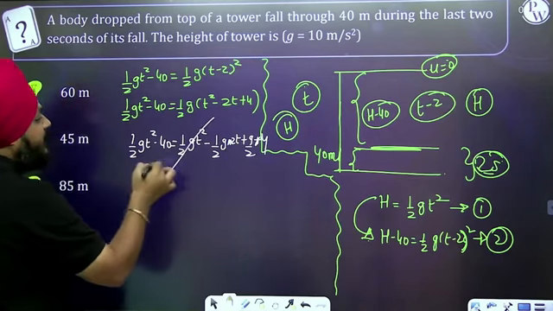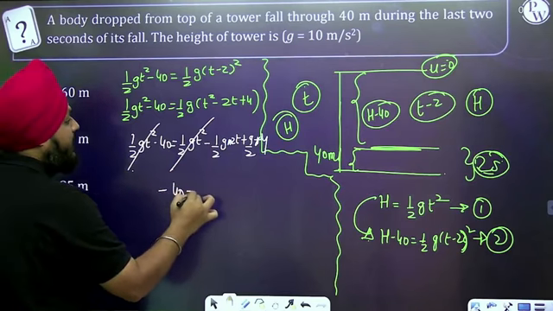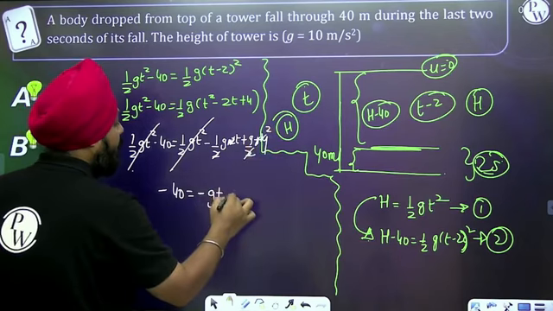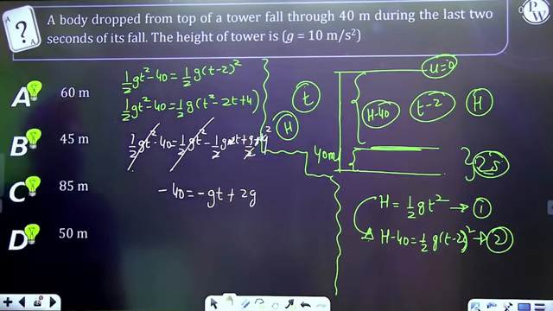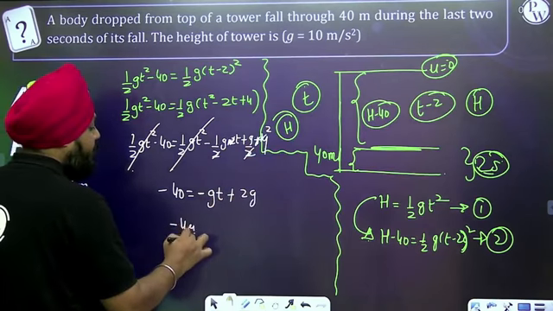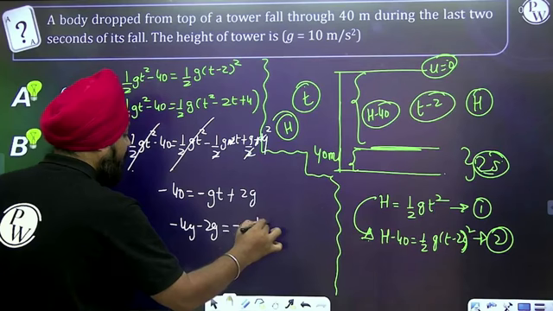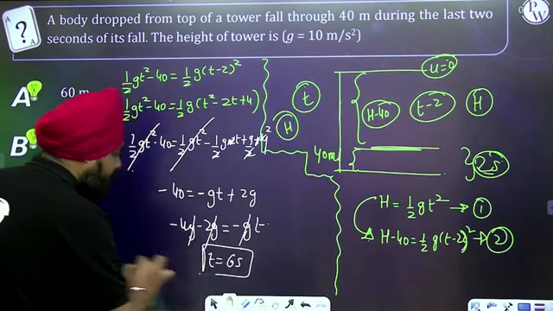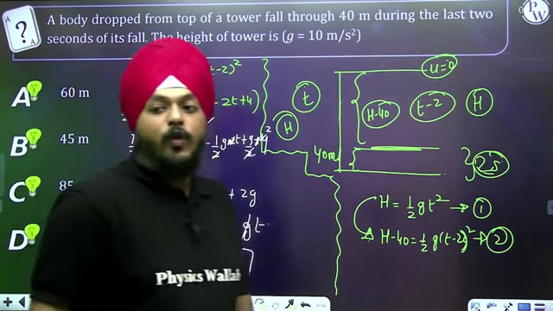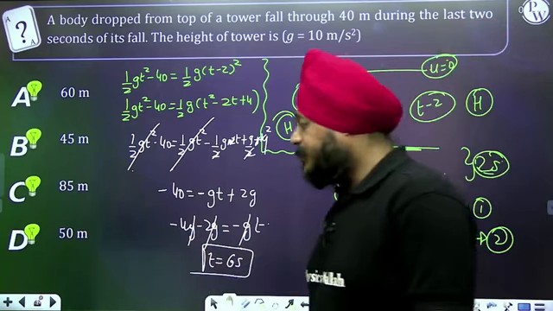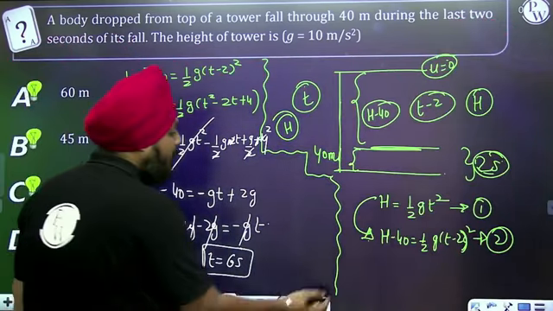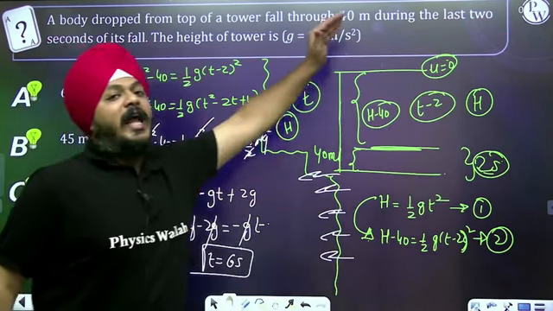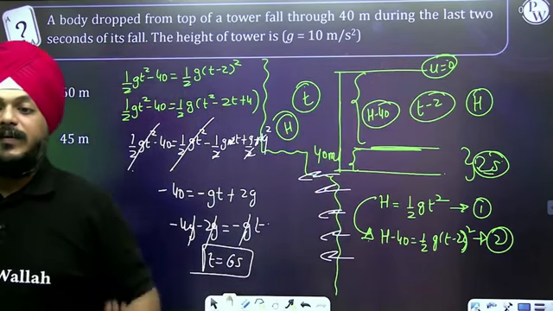So the half g t square is going to get cancelled. Minus 40 is equal to, the 2 is going to get cancelled, minus g t plus 2g. Minus 4g minus 2g is equal to minus g t. g is going to get cancelled. t you are going to get as 6 seconds. We solved it. So the total time of the journey is 6 seconds.